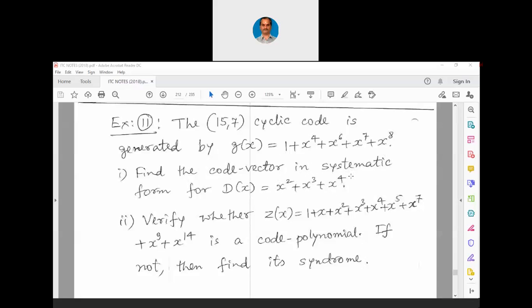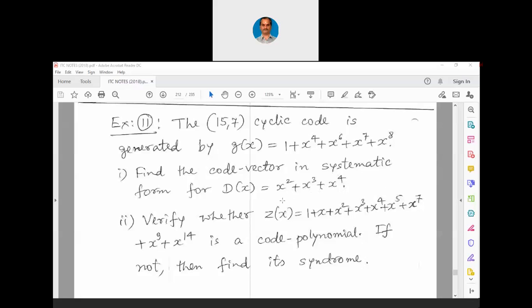So here the data vector is 0, 0, 1, 1, 1, right? 1 plus x is not there, so it is 0, 0. Then x square is there, x cube is there, x power 4 is there. So it is 0, 0, 1, 1, 1. But it has to be 7 bits, so it has to be 0, 0 next. 0, 0, 1, 1, 1, 0, 0 is the data vector.